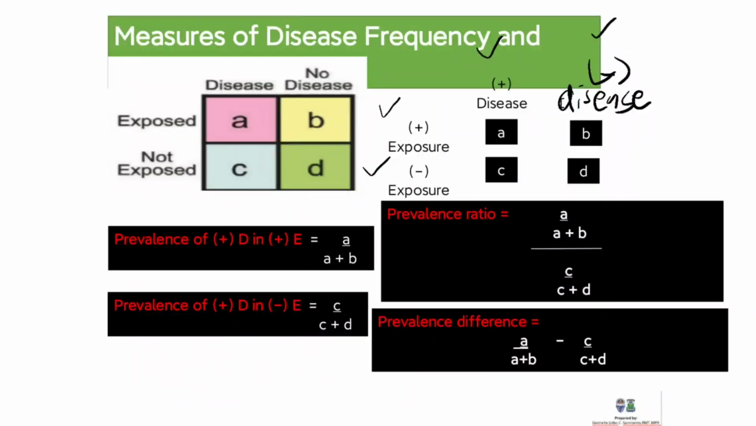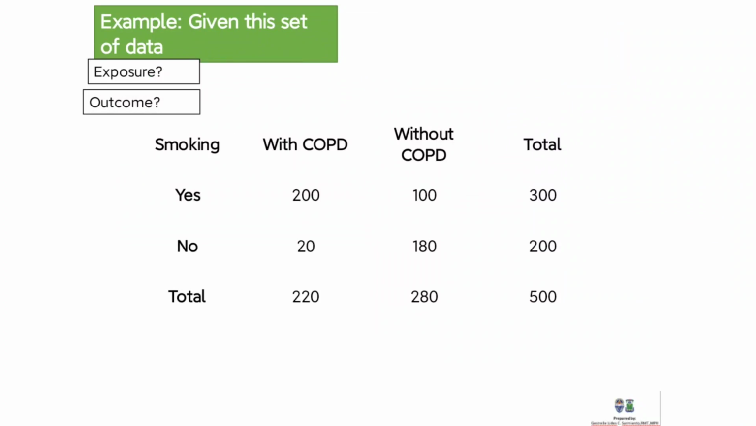Now, meron din tayong tinatawag na prevalence difference. So, dito naman, instead of dividing them, you're just going to subtract the two calculated values. Okay, now, given this set of data, ano kasing exposure natin? That would be smoking. And then, yung outcome niya is COPD. Okay? So, ayan. So, ngayon, you just analyze muna yung data mo.